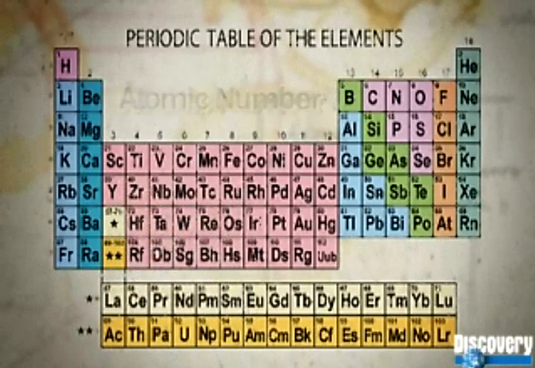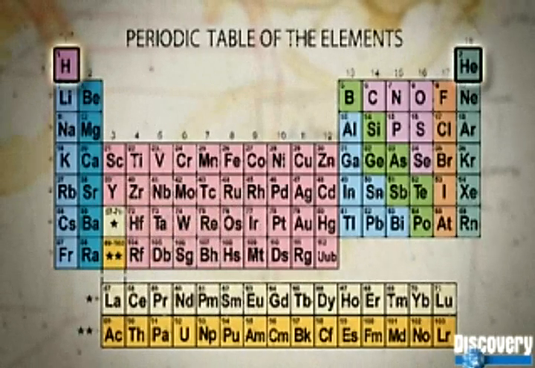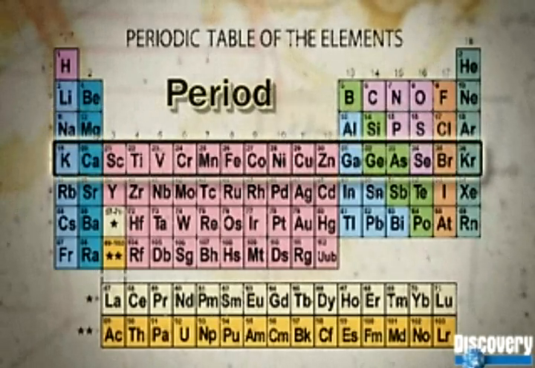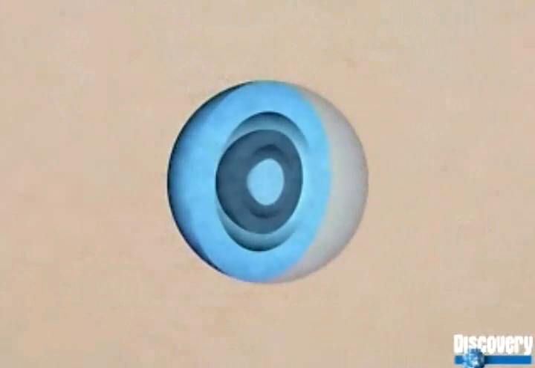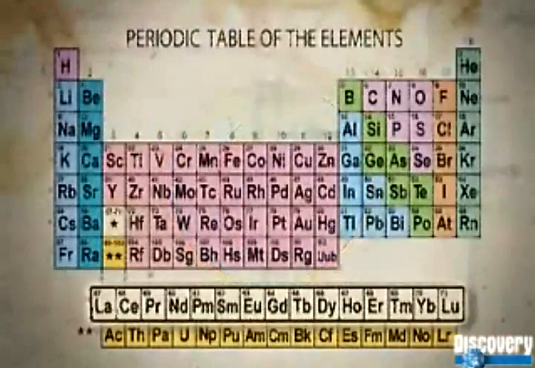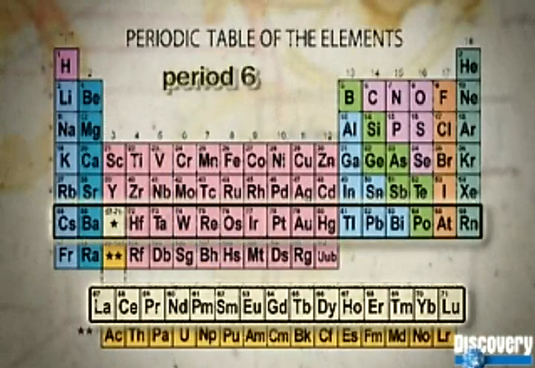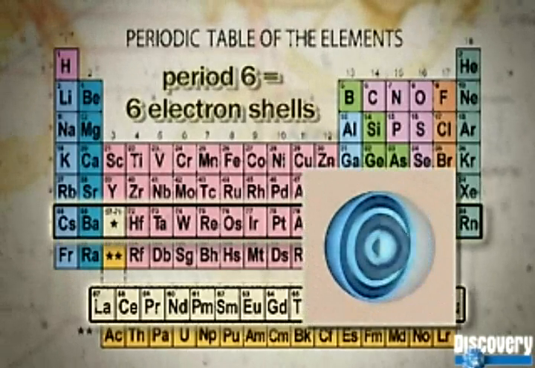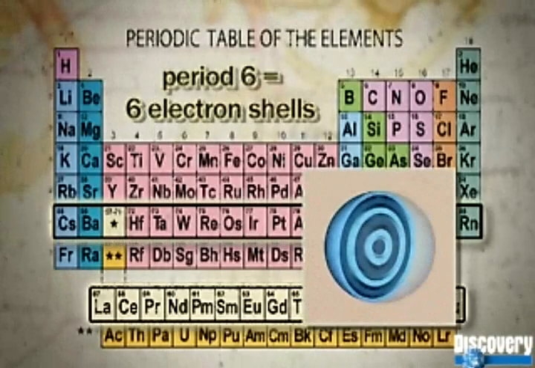As you read the periodic table from top to bottom, each horizontal line is called a period. Each period represents the number of electron shells the element's atoms normally have. The lanthanide series is entirely in period 6, since every atom has 6 electron shells. The electrons in this outermost shell are called valence electrons.